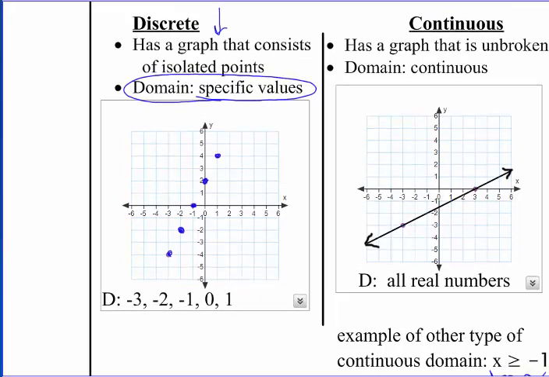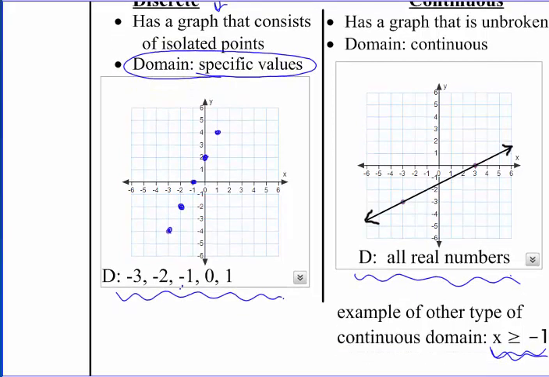The previous video gave us examples with discrete graphs. The one we just did was an example of a continuous graph. Again, the main difference is for the discrete, I will give you a specified domain, and with the continuous, you will not be given a specified domain, or you'll be given a domain that includes an infinite amount of values, such as x greater than or equal to -1.